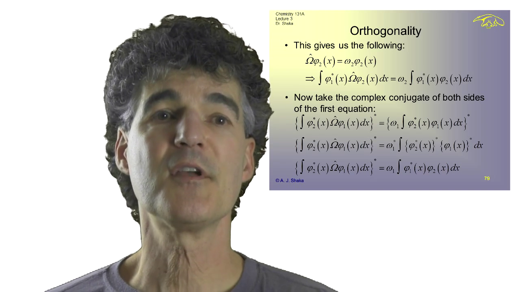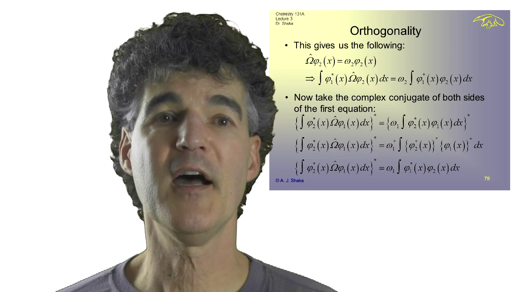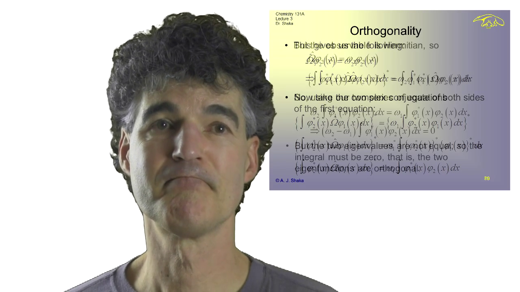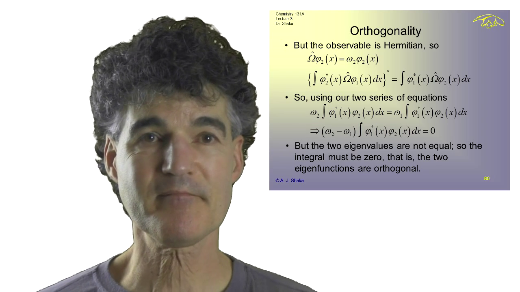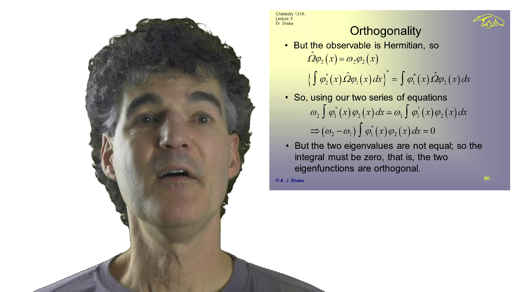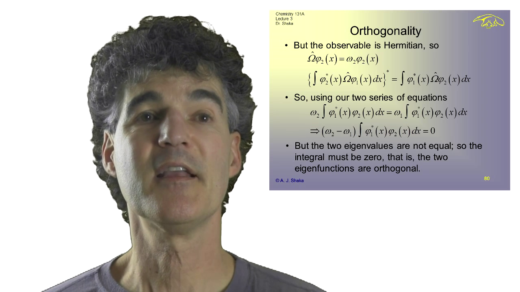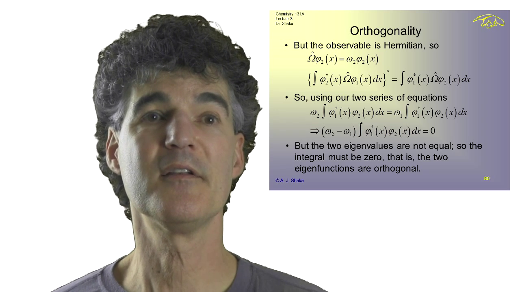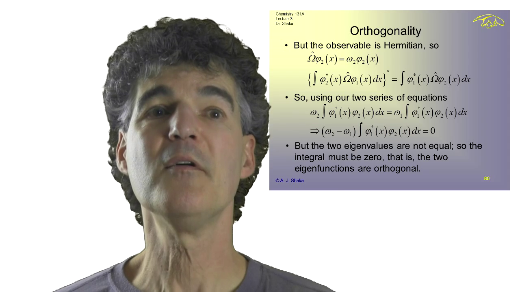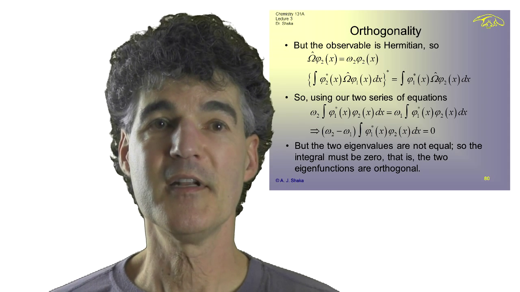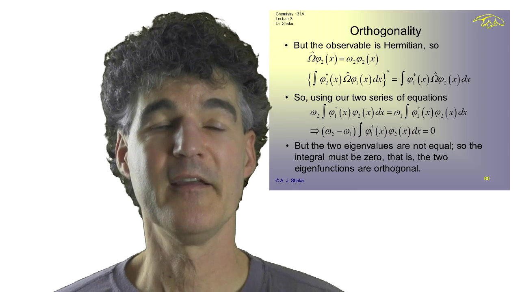So I finally come to the following. The integral of phi 2 star omega hat phi 1 is equal to omega 1 times the integral of phi 1 star phi 2. What does that get us? Well, the observable is Hermitian. And so when I put in omega hat phi 2 to give the eigenvalue omega 2, and I do the same thing, I find that I get the same thing backwards. So omega 2 star times the integral of phi 1 star phi 2 is equal to omega 1 star times the integral of phi 1 star omega hat phi 2.